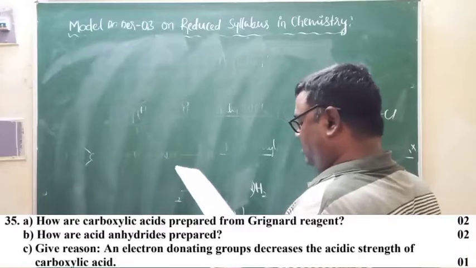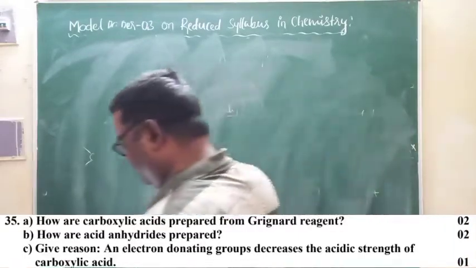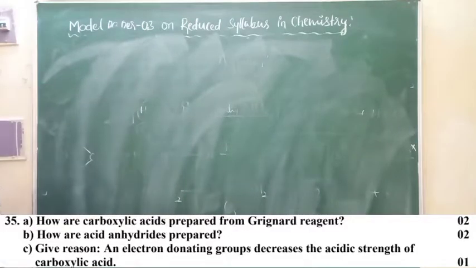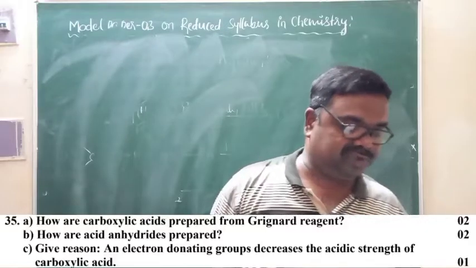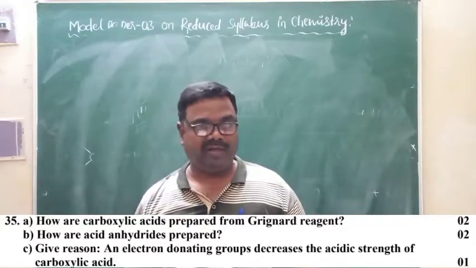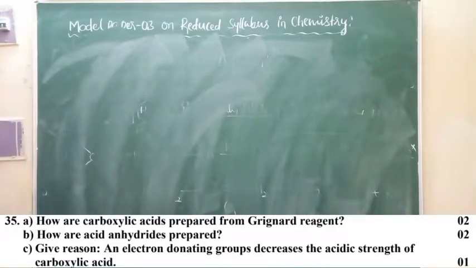Next, how are acid anhydrides prepared? That is one more question that also carries 2 marks. Third question, give reason: electron donating groups decrease acidic strength of carboxylic acids. In these questions, there are 3 questions, total 5 marks for this, right?